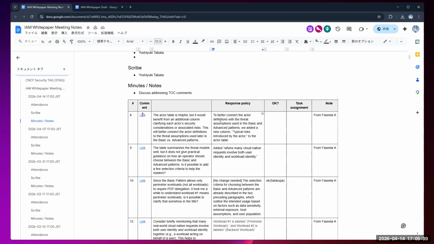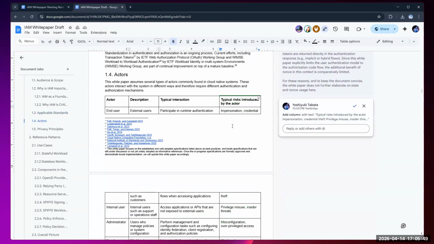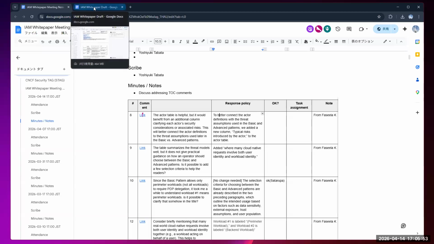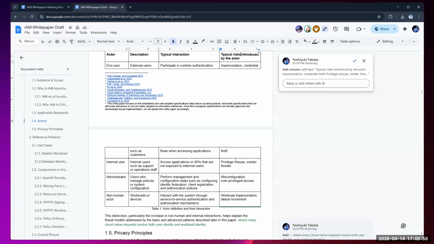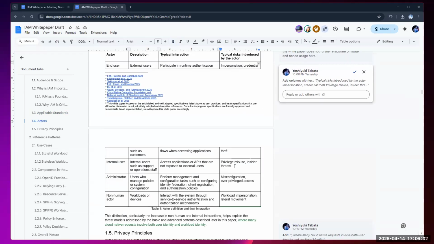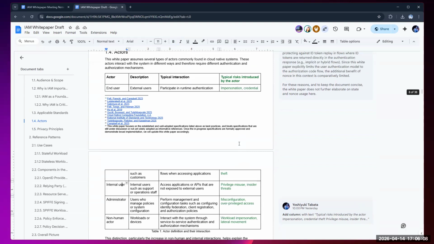So I added this typical risks introduced by the actor column. Let's check that. Yes, I added this column and added some threats related to this actor.